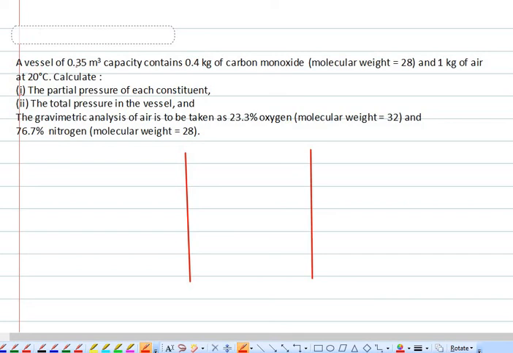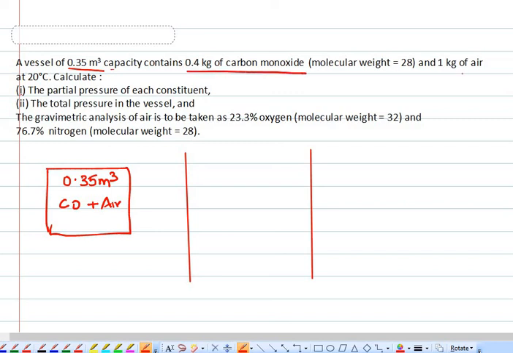A vessel of 0.35 meter cube capacity. So I am having a vessel, the capacity of which is 0.35 meter cube. This contains carbon monoxide and air. A vessel of 0.35 meter cube capacity contains 0.4 kg of carbon monoxide and 1 kg of air at 20 degrees Celsius. So carbon monoxide is 0.4 kg and the air is 1 kg. So both are at a temperature of 20 degree Celsius.